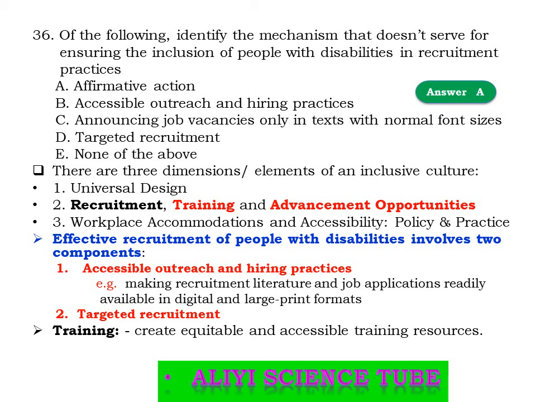Training, equitable accessibility, advancement or affirmative action are in the law. So A, affirmative action, is not a recruitment practice. It is an advancement practice. So the answer is A.